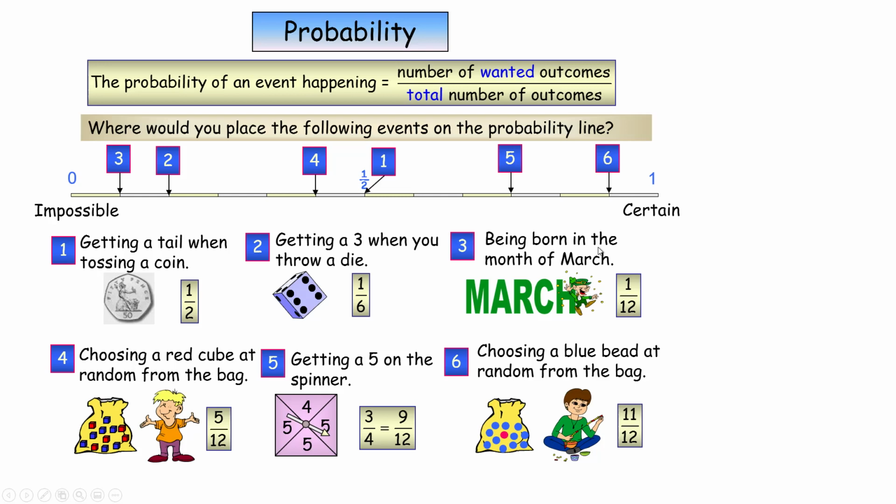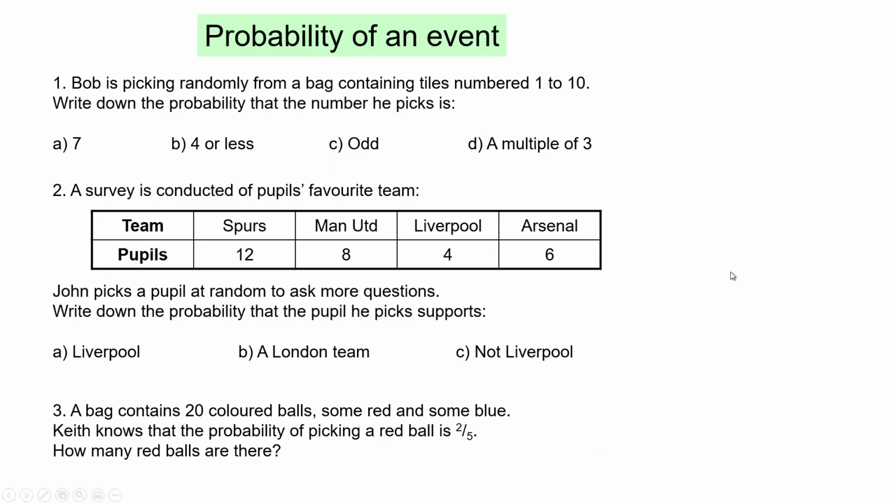Okay. Good. So you need to write the definition of probability. So we need to write that down. I want you to copy the definition down. Hit pause, do that. When you're ready, I've got a couple of questions for you to answer for me. So some questions for you. Hit pause. Have a go. When you're ready, hit play again and we'll go through the solutions together.